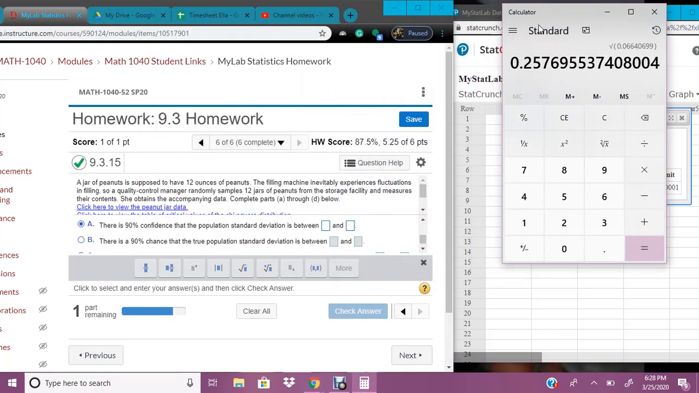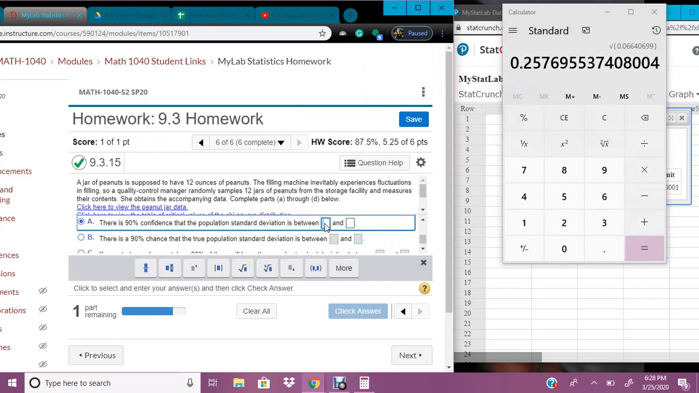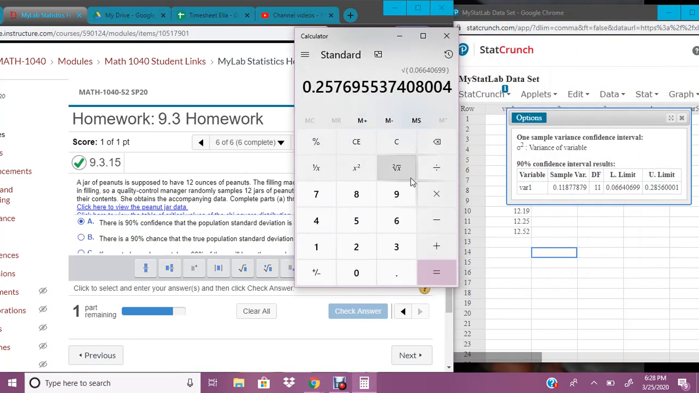I'm trying to show you guys my calculator, but forget about it. And then the next one.